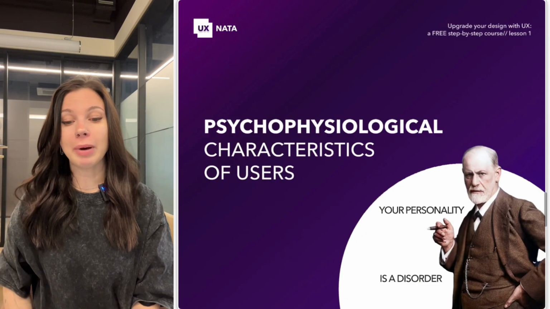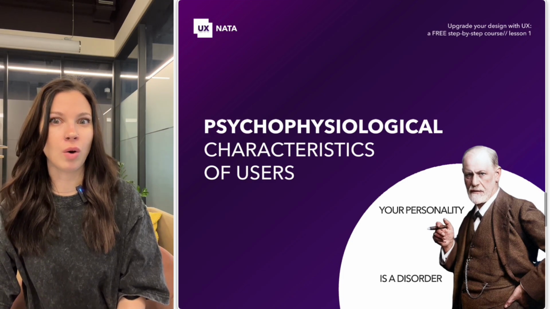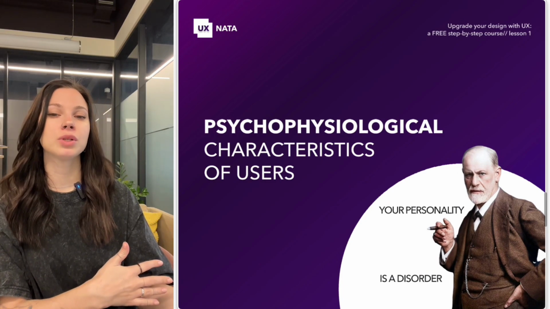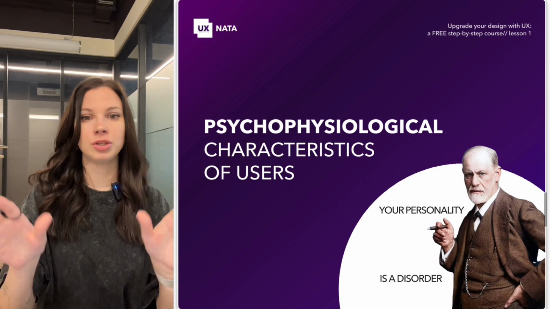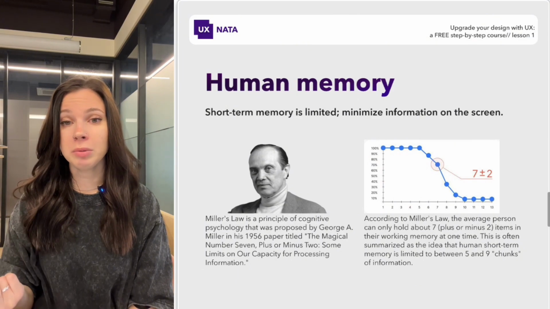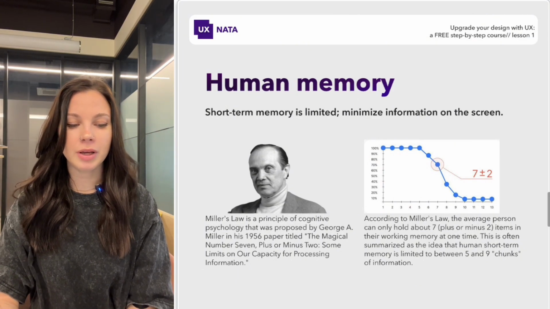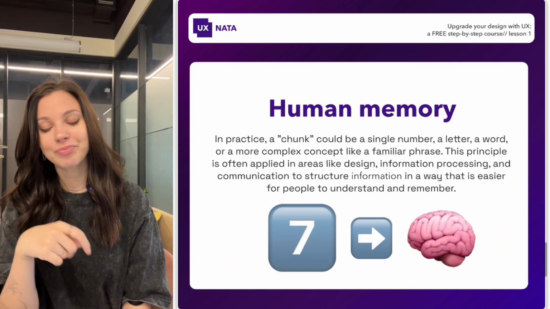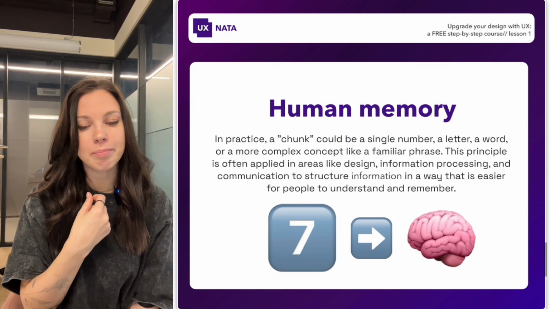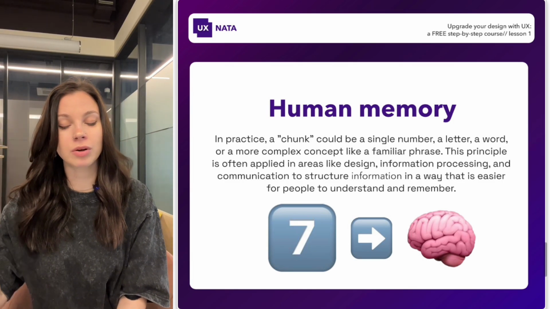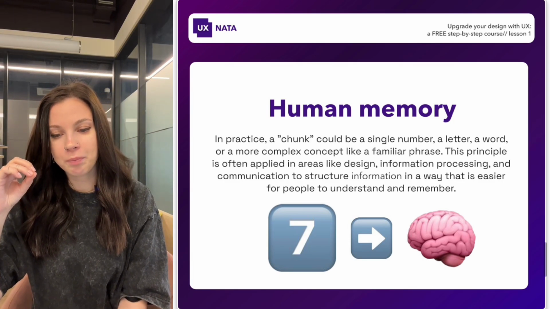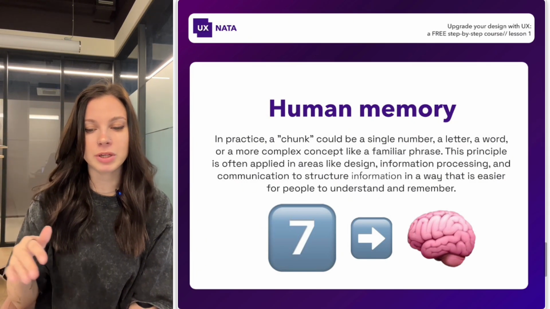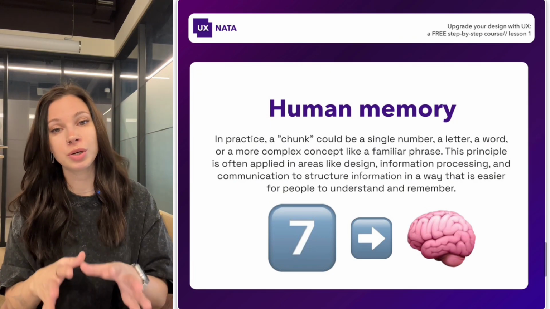So we're talking about the psychological characteristics of users. Why do we have these design laws and how do they work on interfaces? The first one, human memory. Actually a very important thing in practice. A chunk could be a single number, a letter, a word, or a more complex concept like a familiar phrase. This principle is often applied in design, information processing, and communication to structure information.